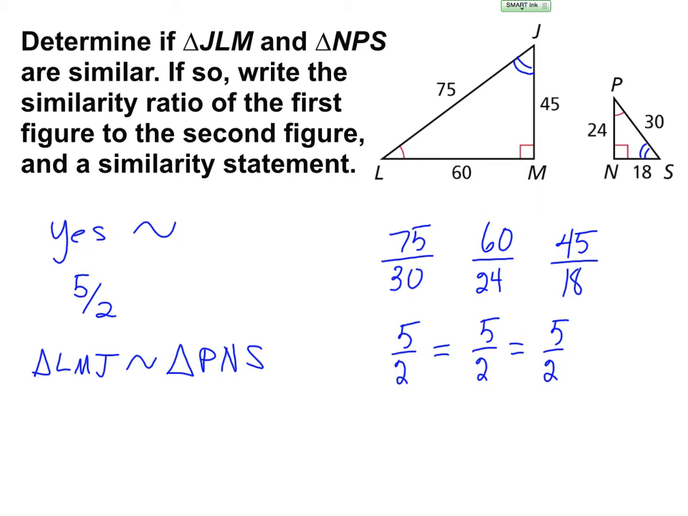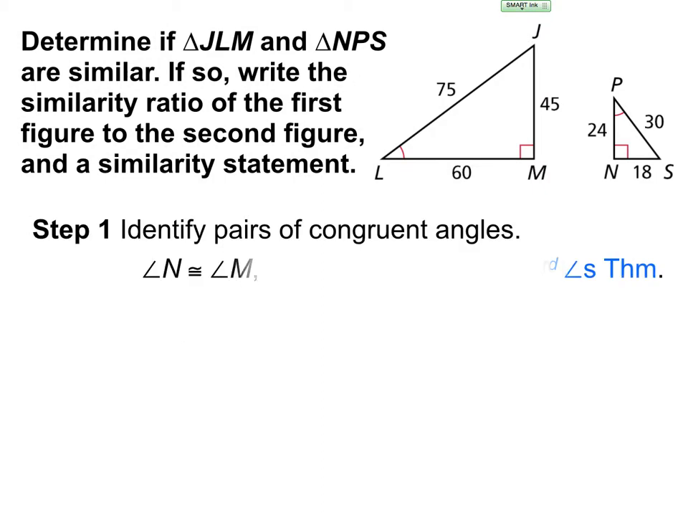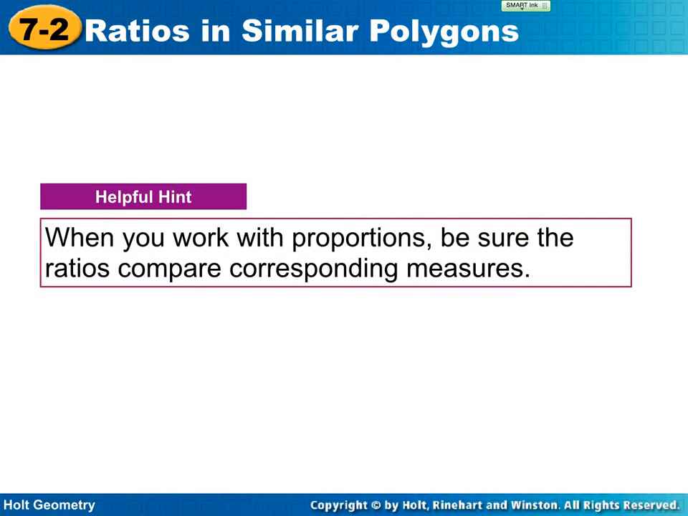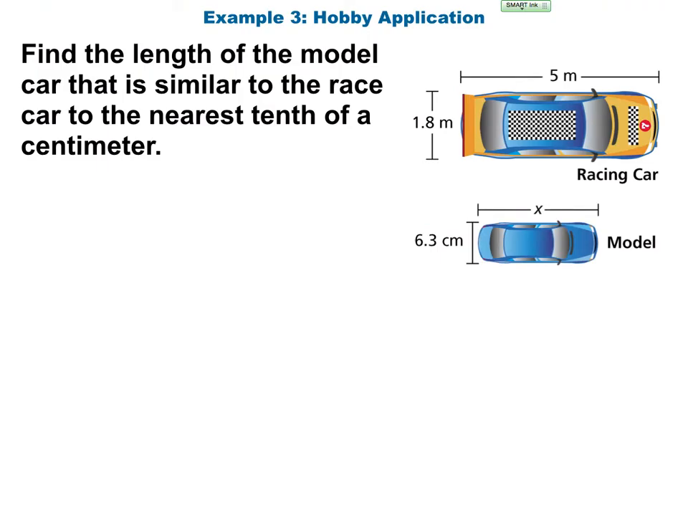Okay, let's go on. Okay, and that's what we were just talking about. Be sure that you match up the corresponding measurements. So in a real life kind of situation, find the length of the model car that is similar to the race car to the nearest tenth of a centimeter. I'd say the details on those cars are not the same, but they're using it as an example where you can do ratios. Let's see what the length of that model car is.